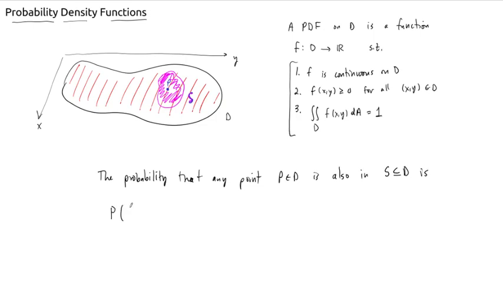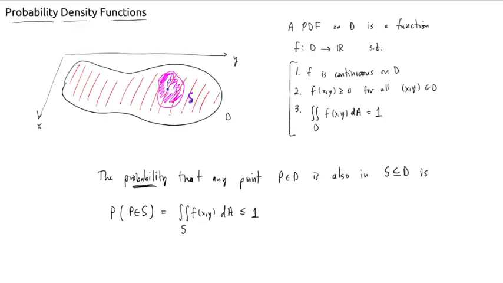So the probability that this point P is in S is given by the double integral over just S of f of x,y dA. And because of the properties of the function f, that it's non-negative, that the total integral is 1, that it's continuous, this number is less than or equal to 1. If this integral equals 1, the probability is 1, or 100%, that our point must live in S. If it's less than 1, then the probability is smaller that it lives in S. And so we can measure the probability that a point lives in any subset of D by taking a double integral.